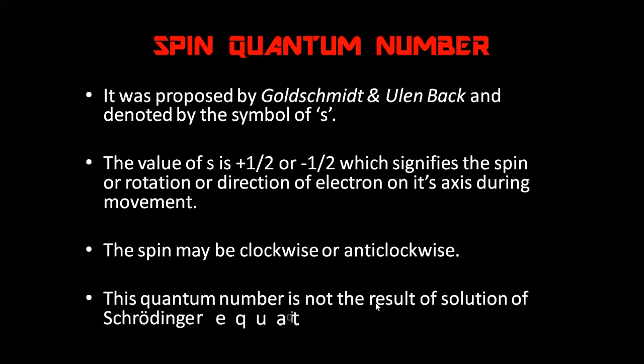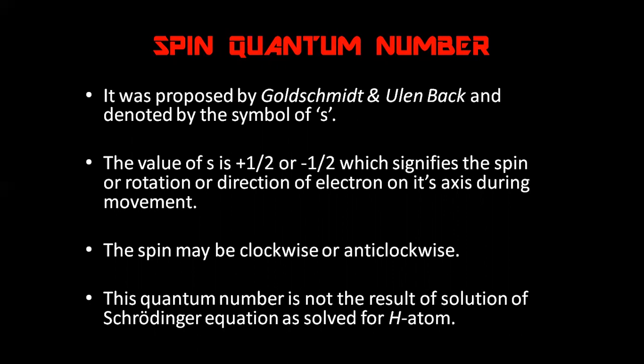This quantum number is not the result of the solution of the Schrödinger wave equation as solved for the hydrogen atom. So remember that it is not a solution of the Schrödinger wave equation. The first 3 are the solution of the Schrödinger wave equation. This is not a part of that solution. So that is how we can understand how to identify a particular electron in a multi-electron system.